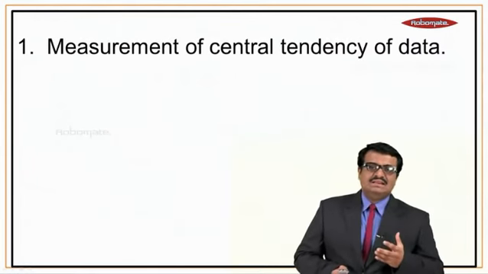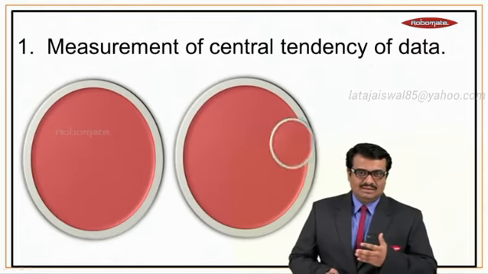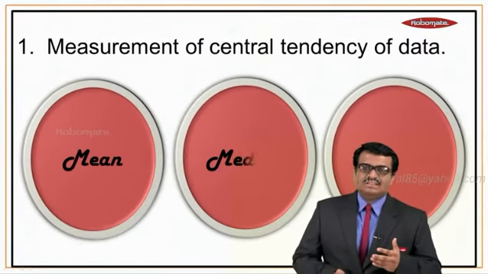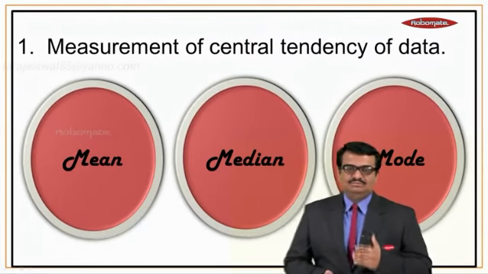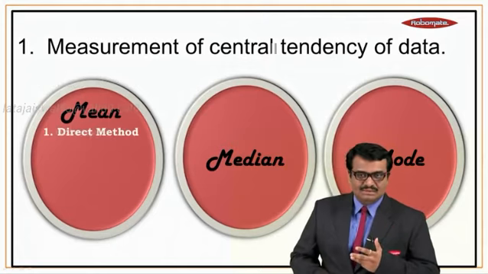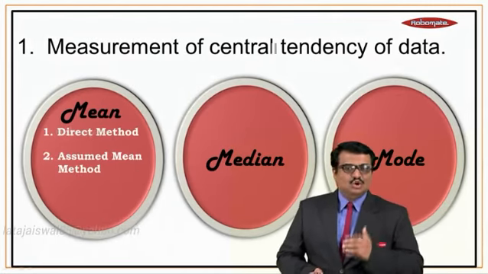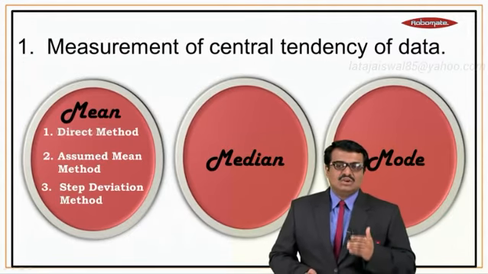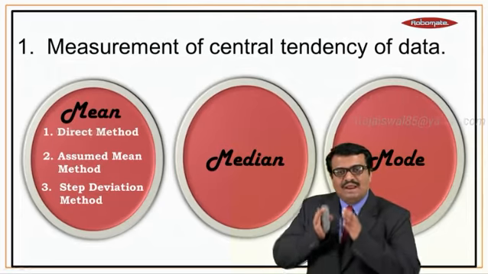Now, there are three measurements of central tendency. The first one is called mean, the second one is called median and the third one is called mode. For finding the mean, there are three methods mentioned in your syllabus. The first method is called direct method, the second one is called assumed mean method and the third one is called step deviation method. All the three methods are used to find mean.